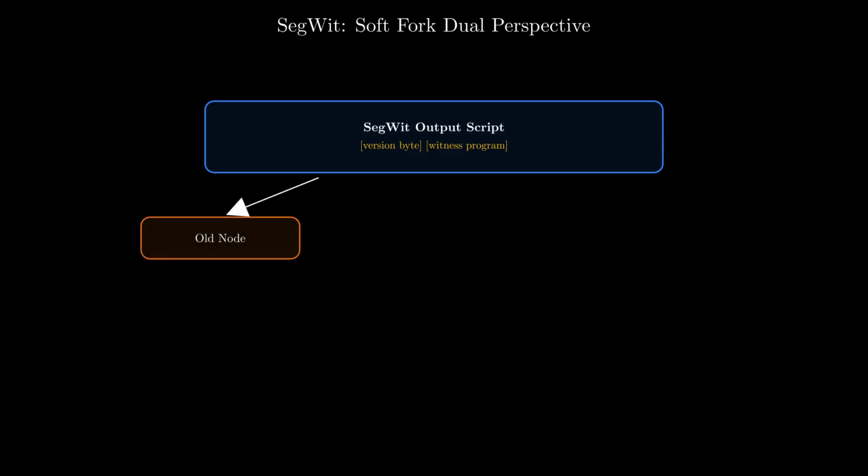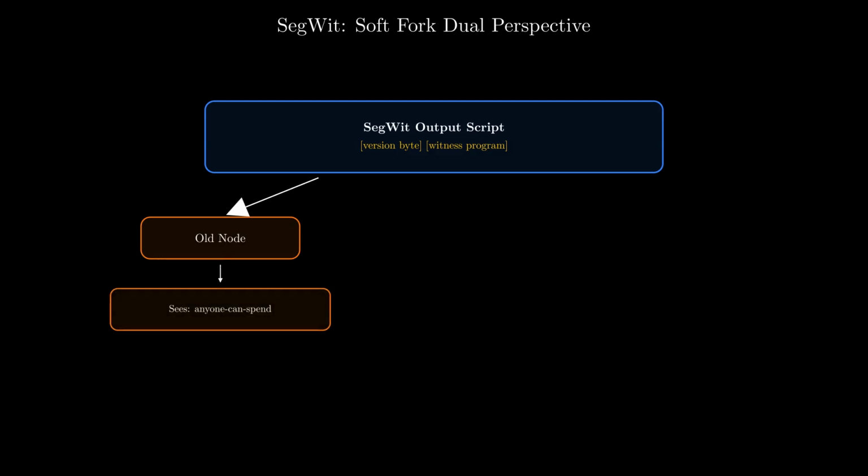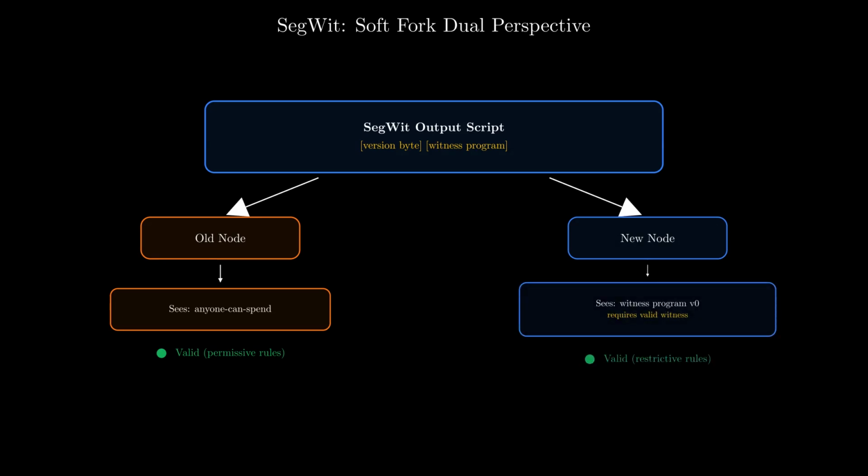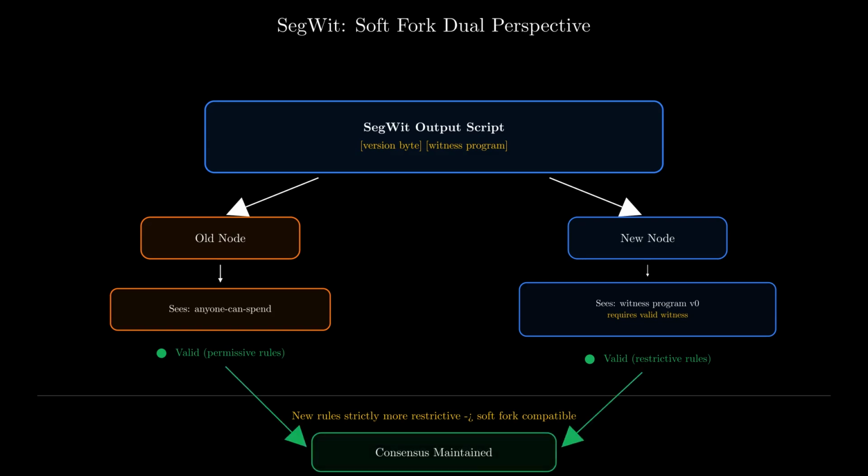Old nodes don't recognize this pattern. To them, it looks like an anyone-can-spend output, trivially valid. New nodes, on the other hand, recognize the version byte and enforce full witness validation. Same transaction, two interpretations, and both consider it valid. No node is forced to upgrade. Because the new rules are strictly more restrictive, soft fork compatibility is maintained and consensus holds across the entire network.